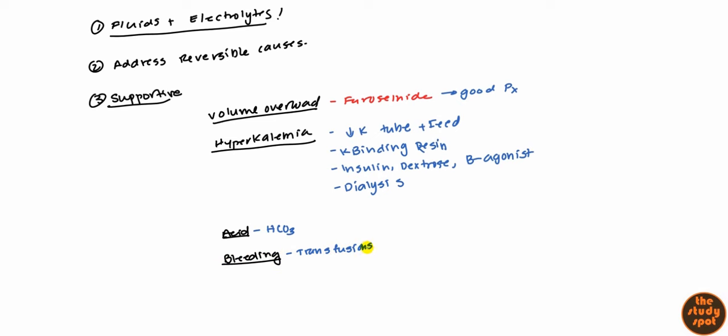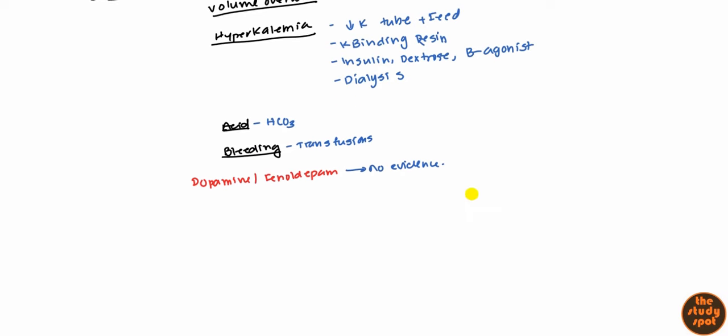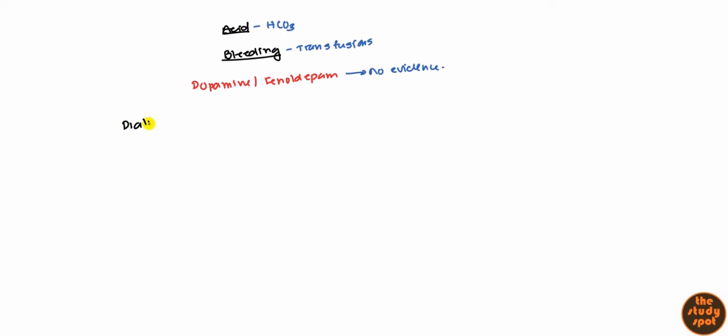Now, of course, one of the problems is that you're not getting enough blood to the kidneys. So many people have theorized that maybe you can give dopamine or fenoldopam, which dilates the renal arterioles. However, there is no convincing evidence as of yet, and some evidence has actually shown that it's worse. So not really sure what's going on there, but that's not something you want to do at the moment. So you do supportive therapy. Now, there are times when you want to do dialysis.